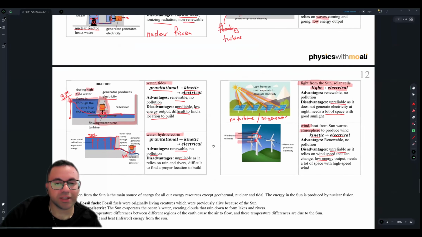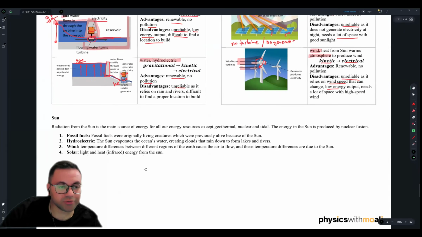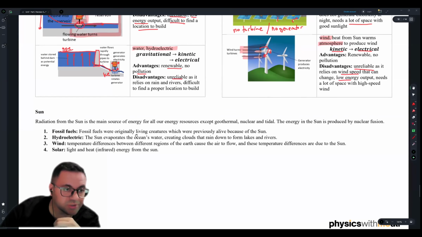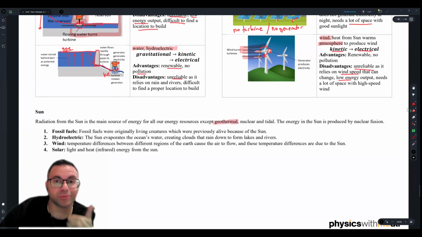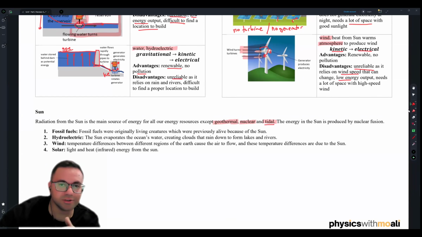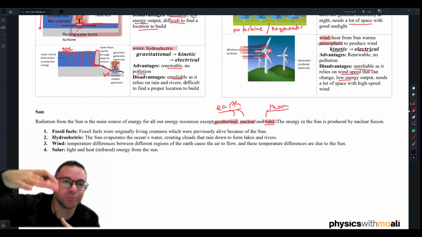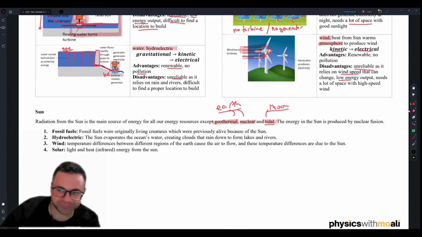Good. Now, one very common question that you'll often be asked is, which sources of energy come from the sun? Everything comes from the sun, except for geothermal, because that comes from the core of the earth. Nuclear, which is again from the earth itself, from the ground itself. We dig up uranium from the earth. And tidal. Tidal energy, or like the high tide and low tide, depends on the moon. So both of these come from the body of the earth itself, and this is from the moon. The gravitational field of the moon is what causes high tide and low tide.